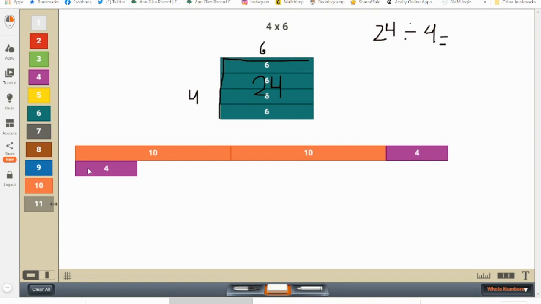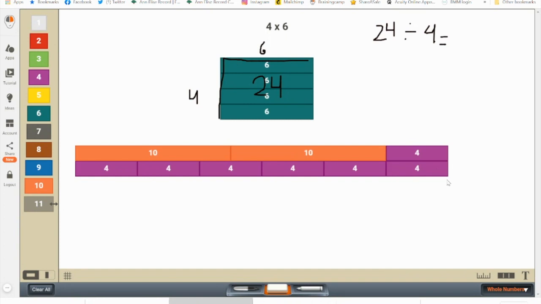I would take these 24 things and share them equally among 4 people. Or the quotative, the measurement, is that we have the size of the groups. I've got sizes of 4s. So what I'm going to do is I'm going to be lining up my 4s. This is the size of our group. I'm trying to find out how many 4s are in 24. So I'm just going to keep going with the 4s. And I came out exactly equal.